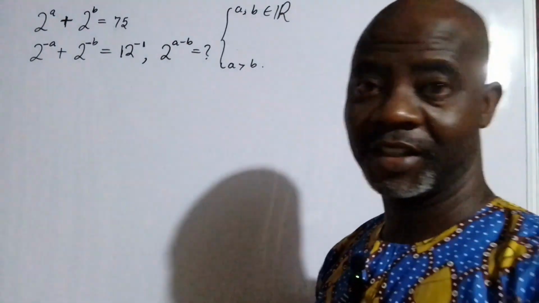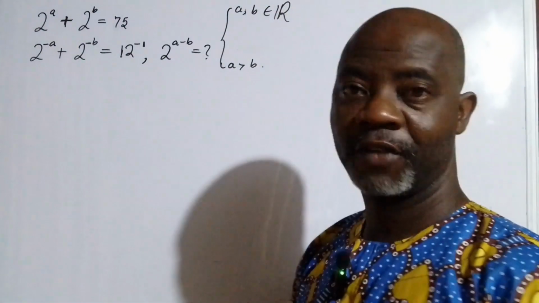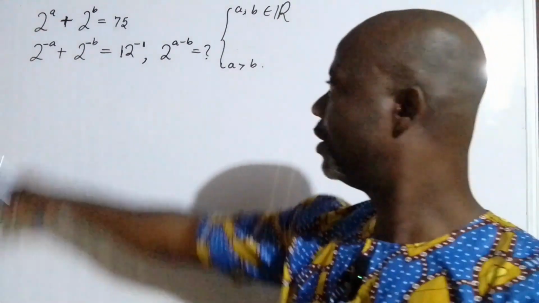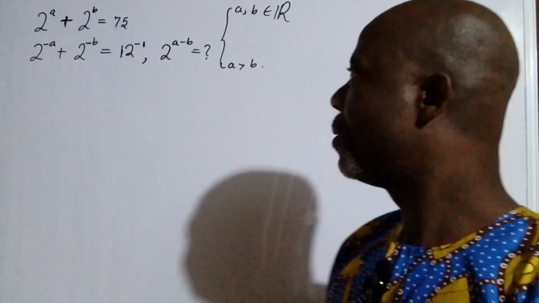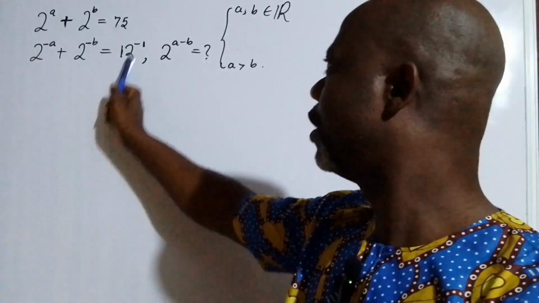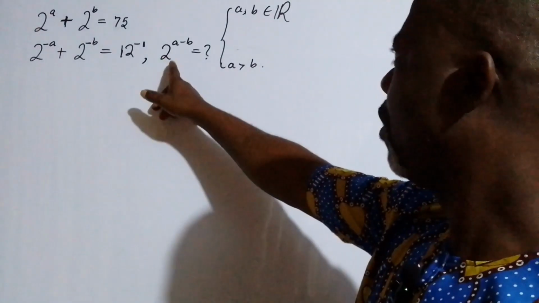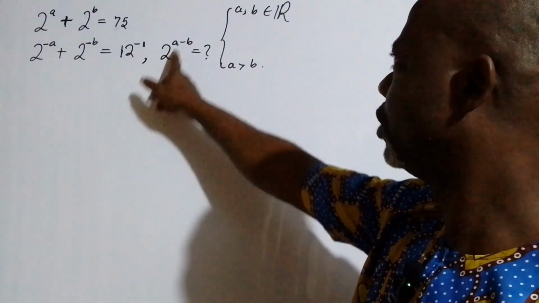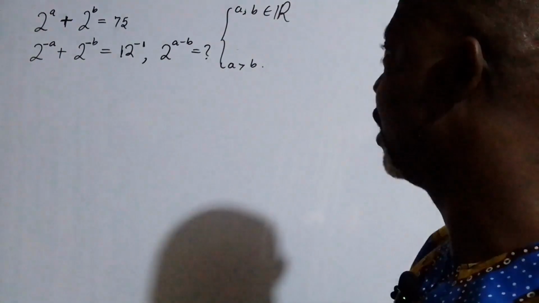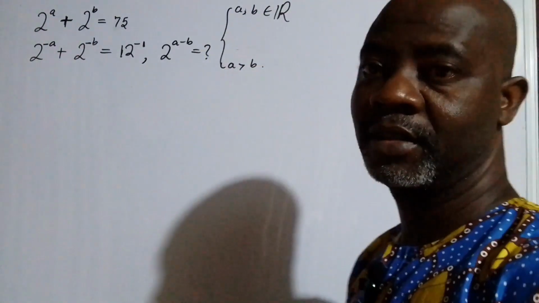We have this interesting exponential equation: 2^a + 2^b = 75, and 2^(-a) + 2^(-b) = 12^(-1). What will be the value of 2^(a-b)? And of course we have some conditions here: a and b are real numbers, and a is greater than b.